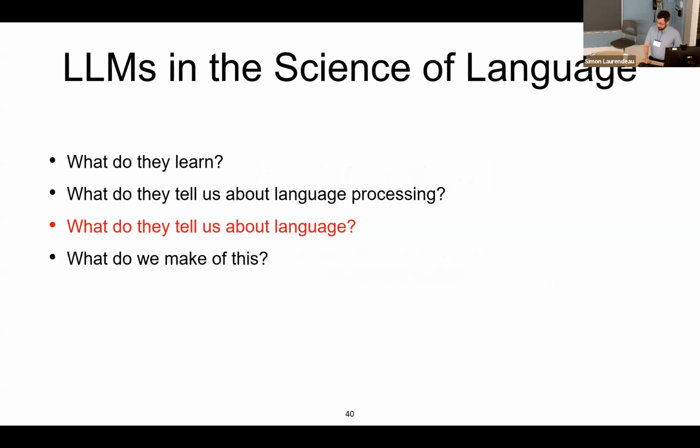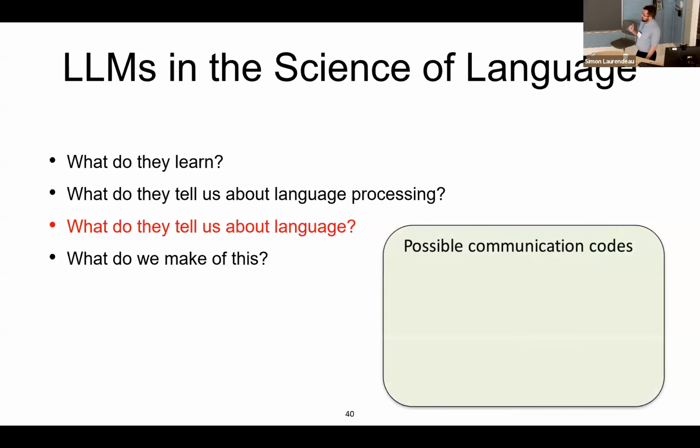So we'll go into the last part of the talk. Now we're thinking about what language models tell us about language. Language is a communication code. There are many different possible communication codes that exist in nature or in coding theory. Human languages are a particular subset of that. Human languages have properties that no other communication code that we know of has, and they also share properties with other communication codes. So the question is, what are the constraints that force natural language to be the way it is, and not some other way?